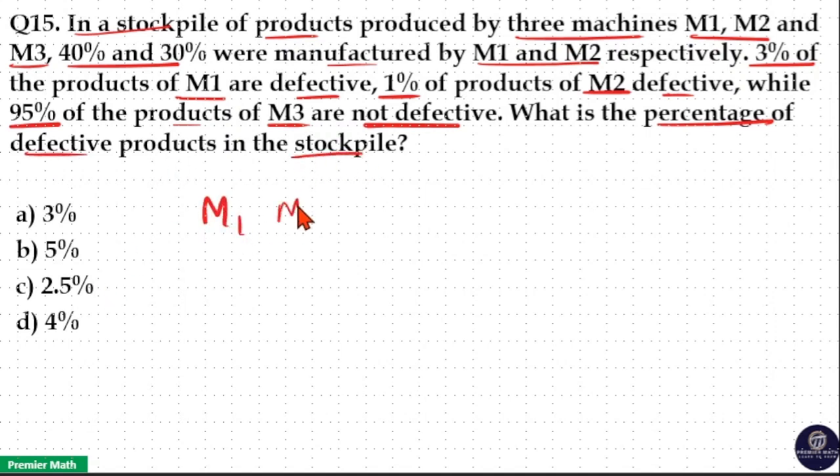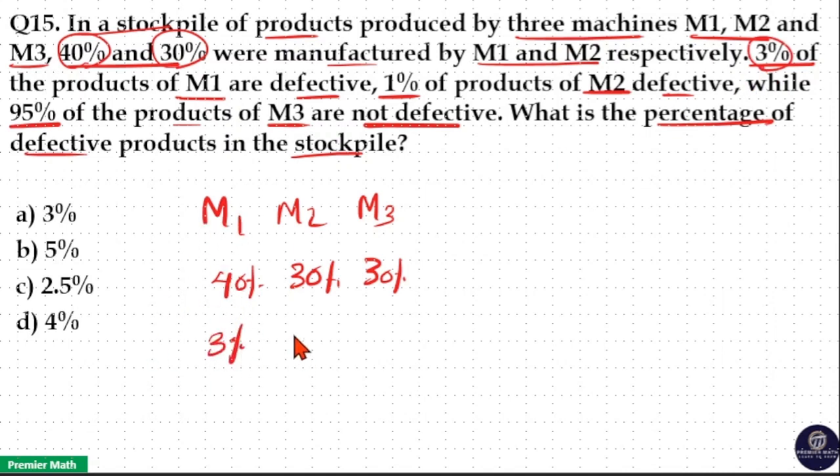Here machines are M1, M2 and M3. Now 40% and 30% are produced by M1 and M2, which means the remaining, 100 minus 70, 30%, is produced by machine M3. Now 3% of products of M1 are defective and 1% of products of M2 are defective and 95% of products of M3 are not defective, which means 5% of products of M3 are defective.